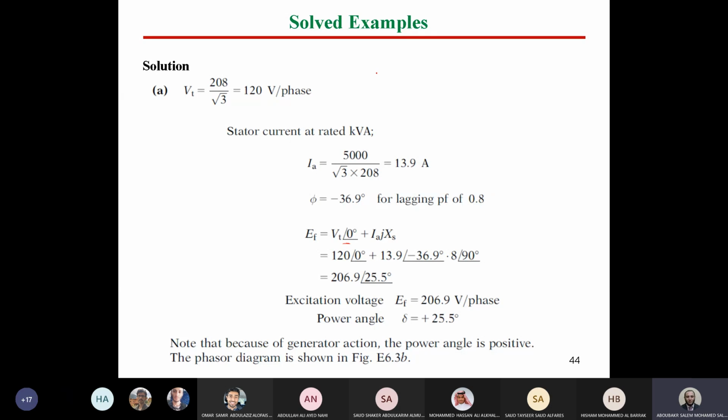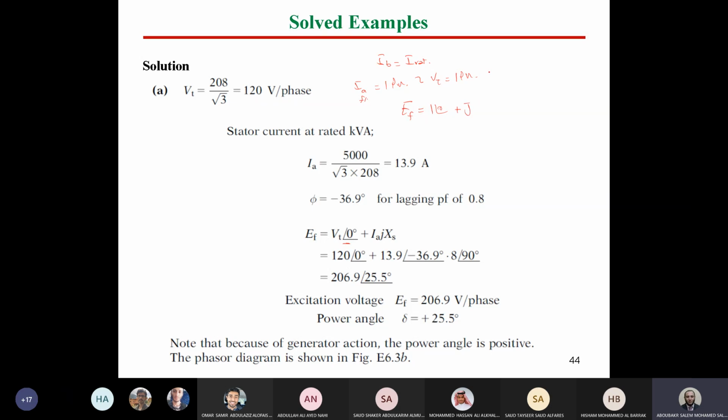By the way, we can solve also in the same way by per unit calculations. We can say that I base equals I rated, which is 13.9 here, and then at full load IA equals 1 per unit, and V terminal equals also 1 per unit. So we can say EF equals 1 at angle 0, which is V terminal, plus jXS.